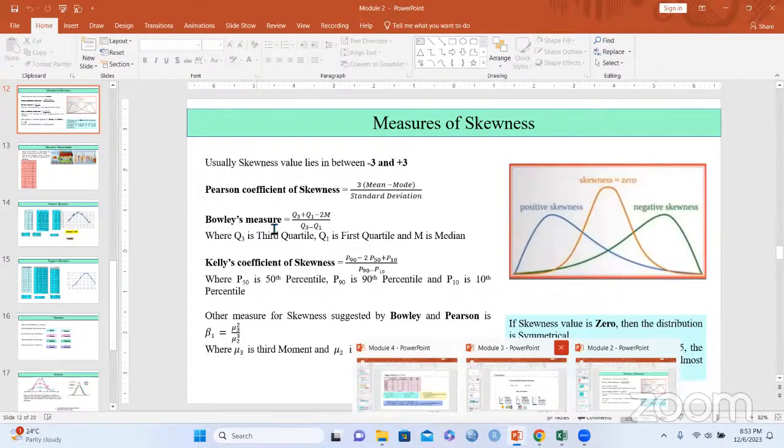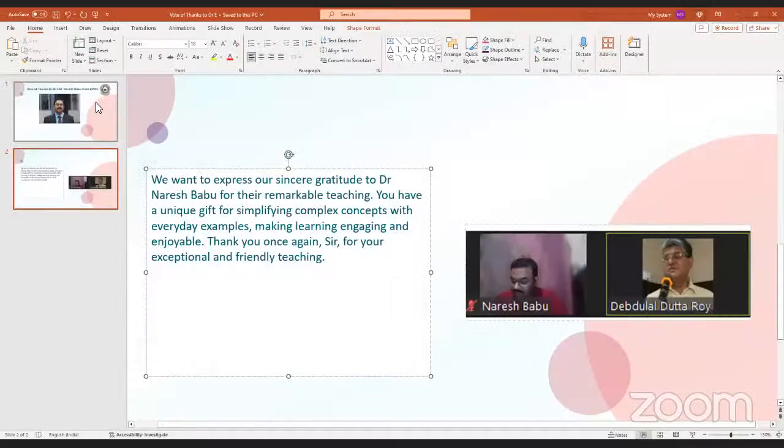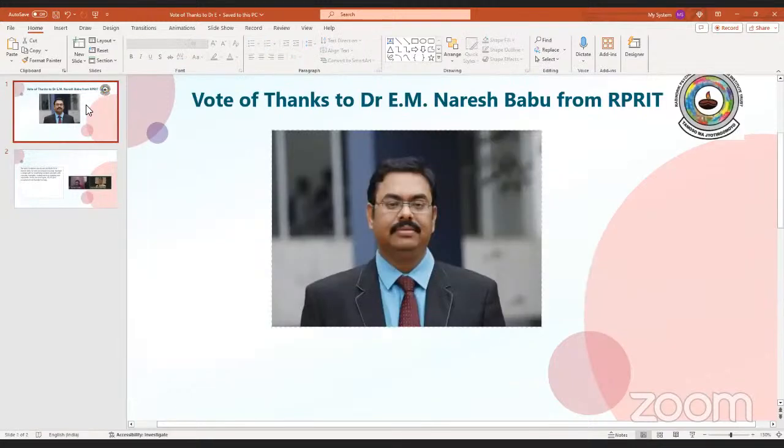So now I am requesting Farah to please show the respect to Professor Naresh Babu. Sure, sir, sure. Sir, I want to share. Yeah, okay, please, ma'am, please. Today all the students are there. You can take one photo with Naresh Babu sir. Yes, sir, sure. Good evening, sir. Good evening, everybody.